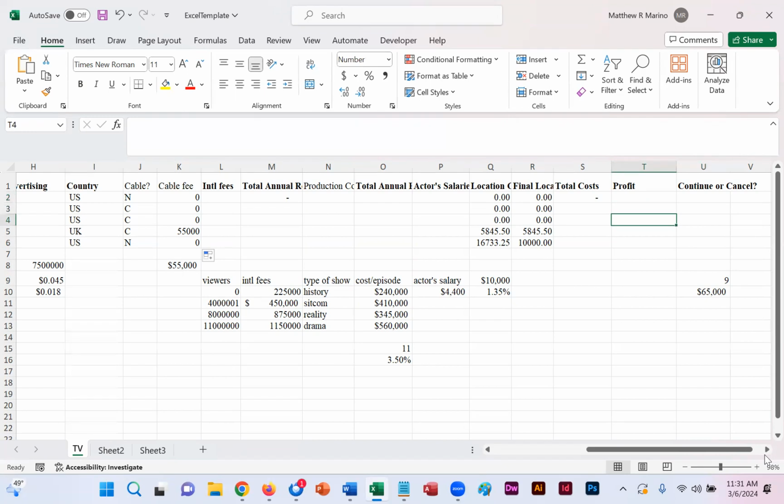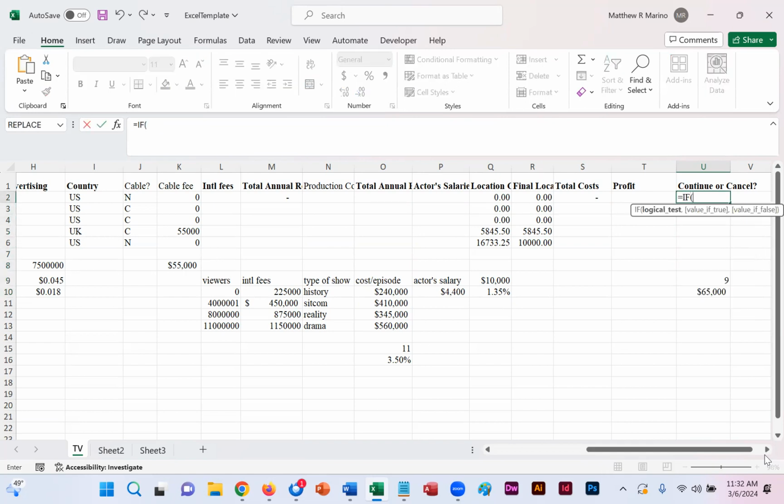So only the first and third profits should be positive numbers. So check your signs. You're checking number of episodes less than 9, comma, your profit here from T greater than the 65,000, comma, continue in quotes if it's true, comma, cancel in quotes if it's false. So it should look like this.